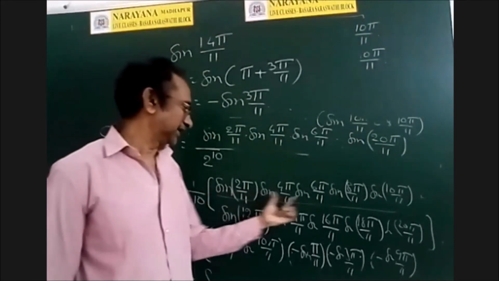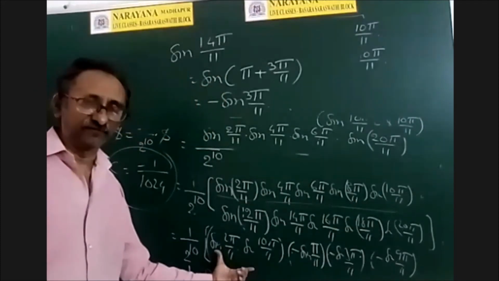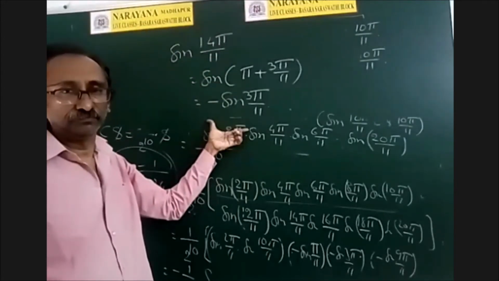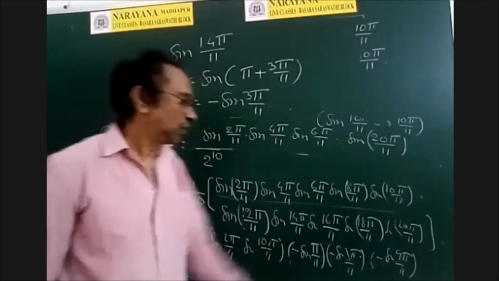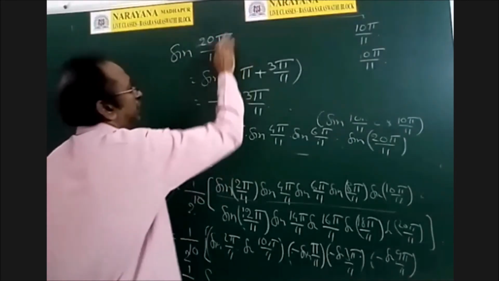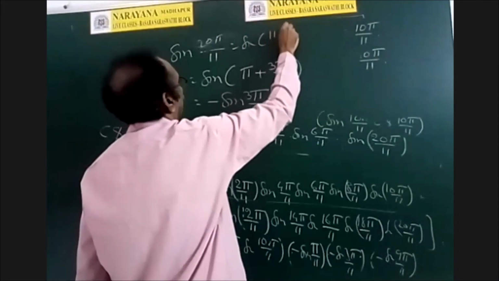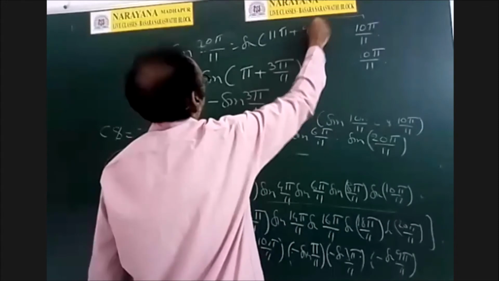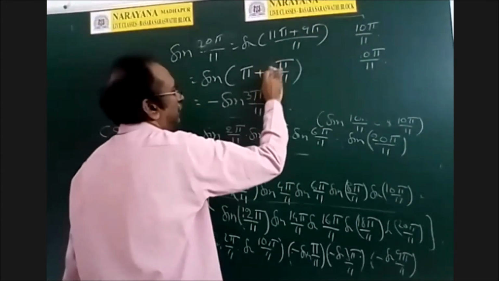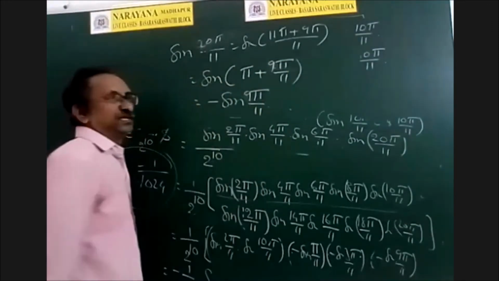Sine 2 pi by 10, sine 4 pi by 10, like that. All these 5 terms I have written here. There are 5 terms, and sine 12 pi by 11 is this one. So similarly, what is sine 20 pi by 11? That can be written as sine of 11 pi plus 9 pi by 11. 11 pi by 11 is pi, and sine of 180 plus theta is minus sine theta.